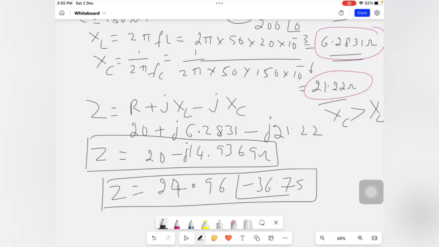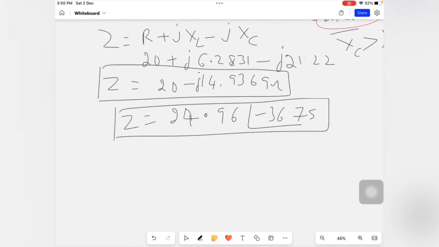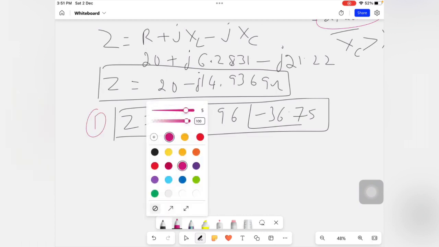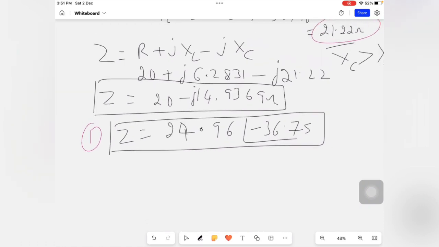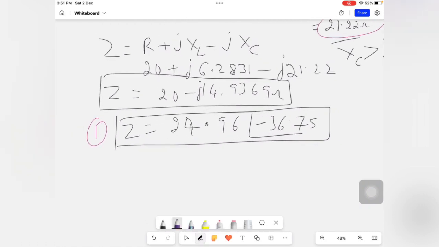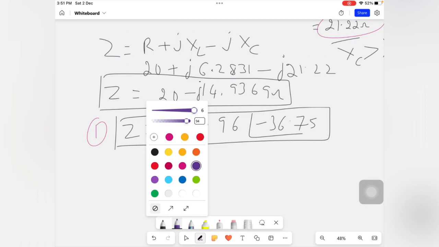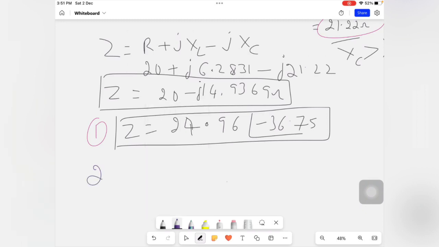Calculate the impedance. Now we have to calculate the current drawn from the supply. It's very easy, using Ohm's law. I will take it in a different color. Okay, this is the first bit. Now I will take the second bit: the current drawn from the supply. So I is equal to V by Z.